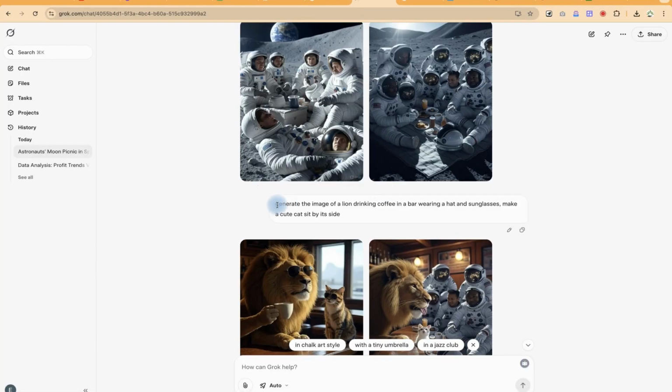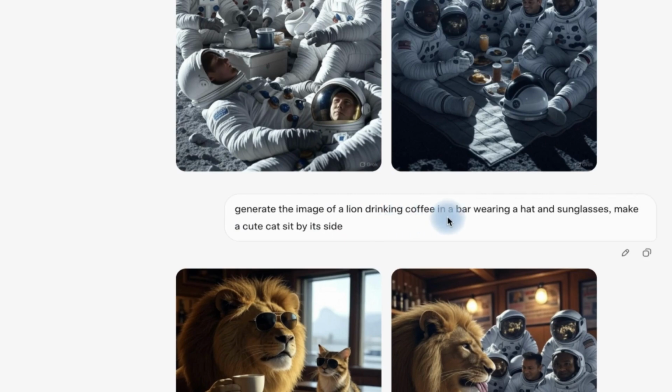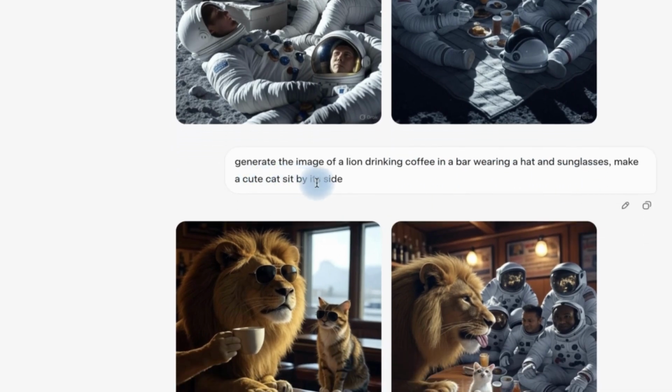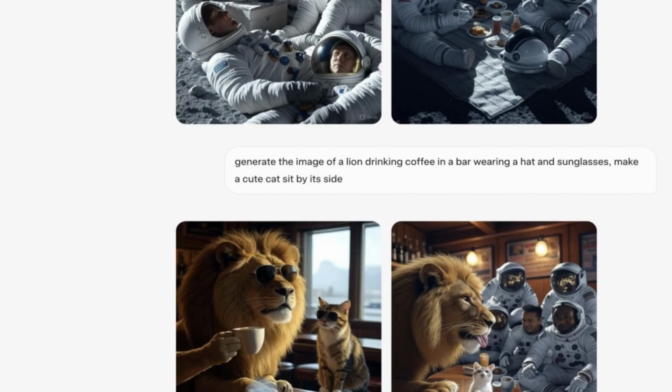I gave it a second prompt: generate the image of a lion drinking coffee in a bar, wearing a hat and sunglasses, with a cute cat sitting by its side. Okay, so take a look at what it has given me as well. Very clear and very detailed, but this one includes the previous picture in it as well. But the clarity is what actually captivated my attention.